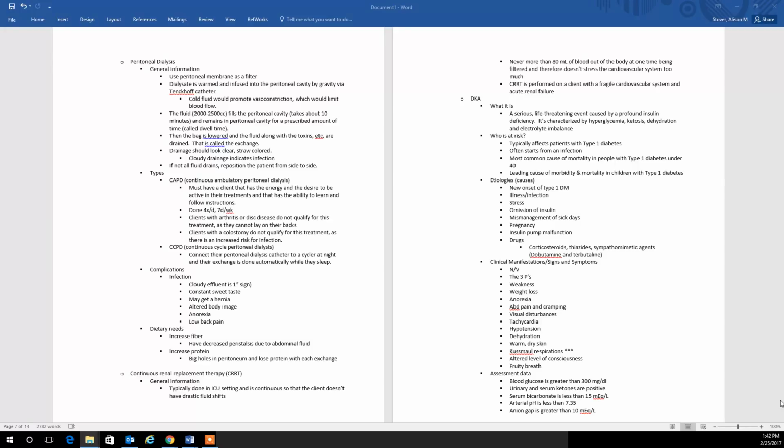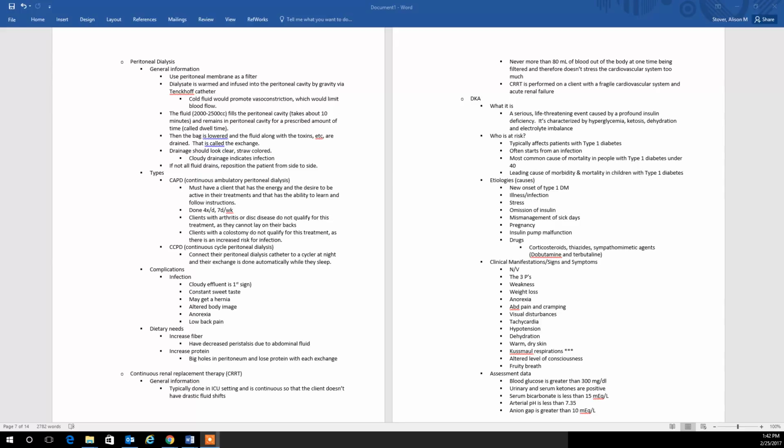Let's start with DKA. DKA is a serious life-threatening event caused by insulin deficiency, characterized by hyperglycemia, ketosis, dehydration, and electrolyte imbalance. It usually affects patients with type 1 diabetes, but you can see it in type 2. It starts from infection most commonly, and it's the most common cause of mortality in people with type 1 diabetes. Causes: new onset of type 1 diabetes mellitus. That's actually what you see in kids. They'll have a DKA episode first, and that's how you will know that they are type 1 diabetic.